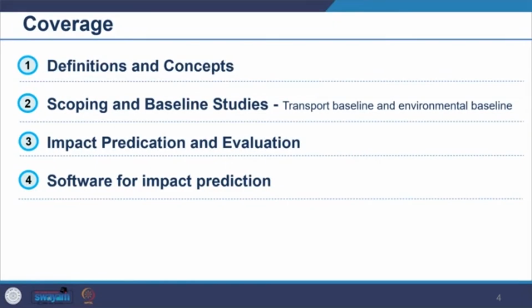And then we'll be looking at what kind of things we undertake during scoping and baseline study pertaining to transportation baseline, as well as when we undertake environmental baseline. Further, we'll look at related impact prediction and evaluations, what kind of impact a transportation project has, and how we undertake prediction and evaluation. Then we'll look at the associated software available for the purpose of impact prediction. We'll not get into the details of this software or how we perform that, but we'll just look at what all things are available to us. So that would be the coverage.